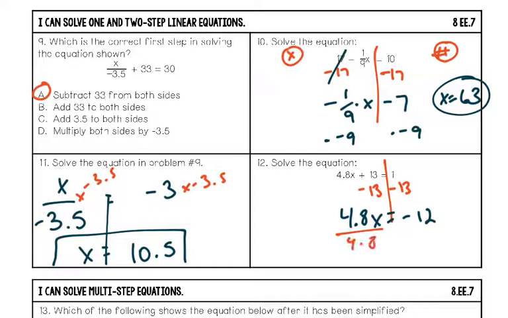We need to get rid of that because that's the x side. We're trying to isolate our variable. So when we do negative 12 divided by 4.8, we end up with our answer x equals 2.5.